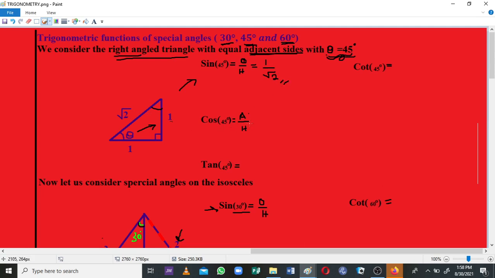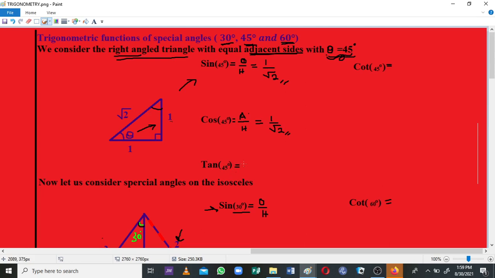Now cosine is equal to adjacent over hypotenuse. Our adjacent is 1 and our hypotenuse is the square root of 2. So these two functions, the sine function and the cos function, have the same values on a 45 degrees angle.